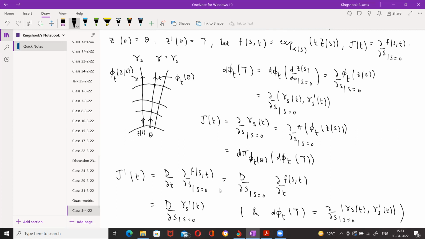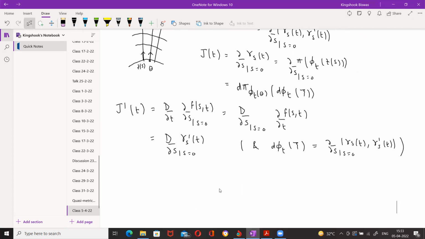So what is this? This gamma S prime T for T fixed. This is a vector field along the curve S maps to gamma S of T. Here T is fixed and S is varying, right? So this is an element of the tangent bundle. This is a curve in the tangent bundle for T fixed. If I vary S, S goes to gamma S of T, gamma S prime of T, right?